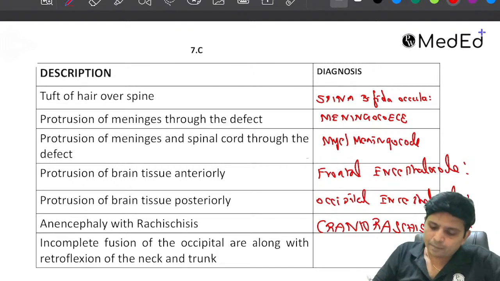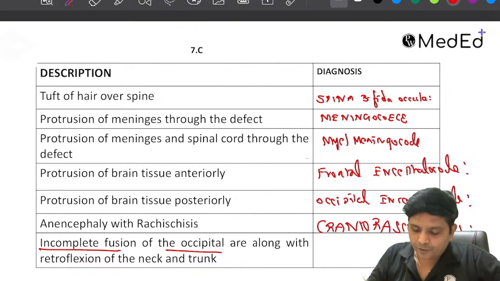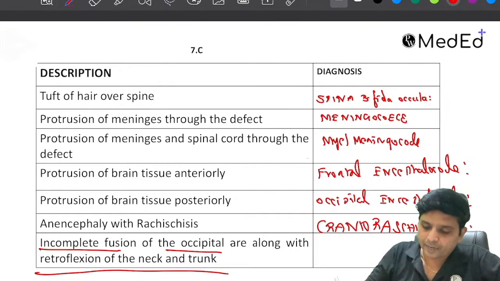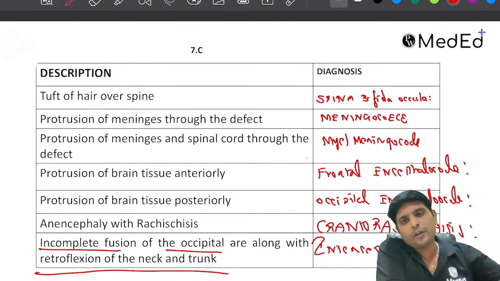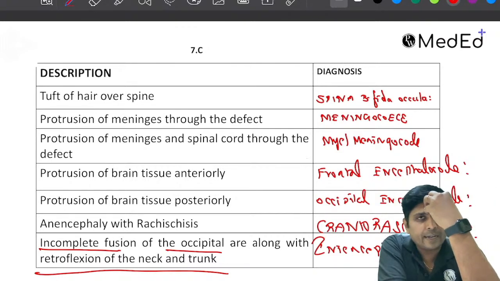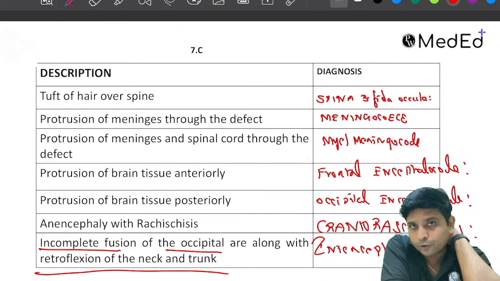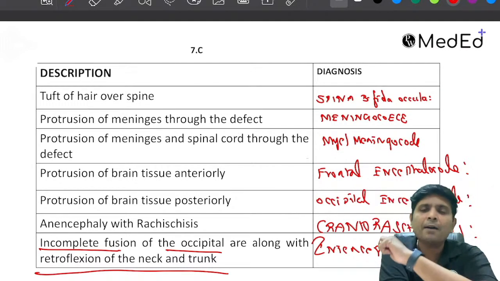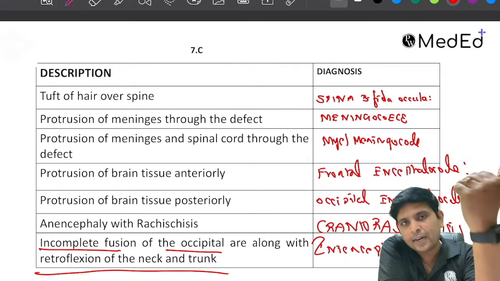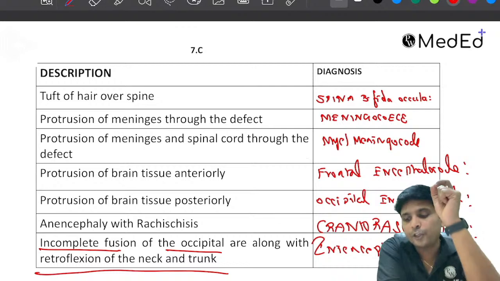What is this? Incomplete fusion of the occipital area alone along with severe retroflexion of neck and trunk is called iniencephaly. So these are all the neural tube defects: frontal encephalocele, craniorachischisis, occipital encephalocele, iniencephaly, spina bifida occulta, meningocele and meningomyelocele.